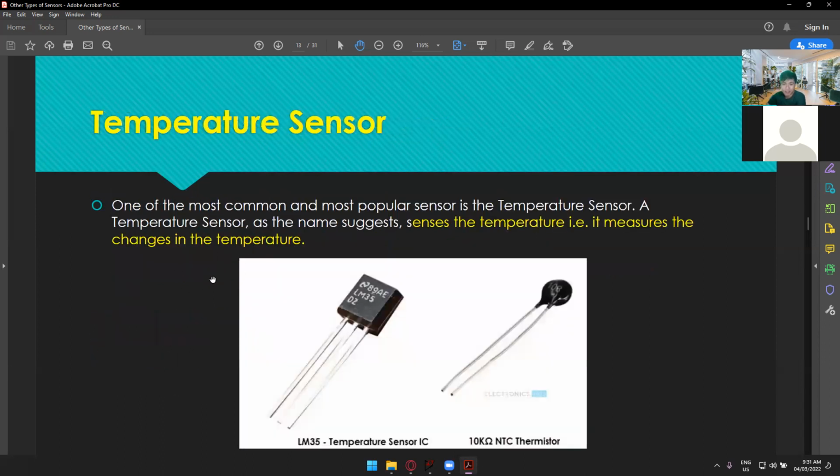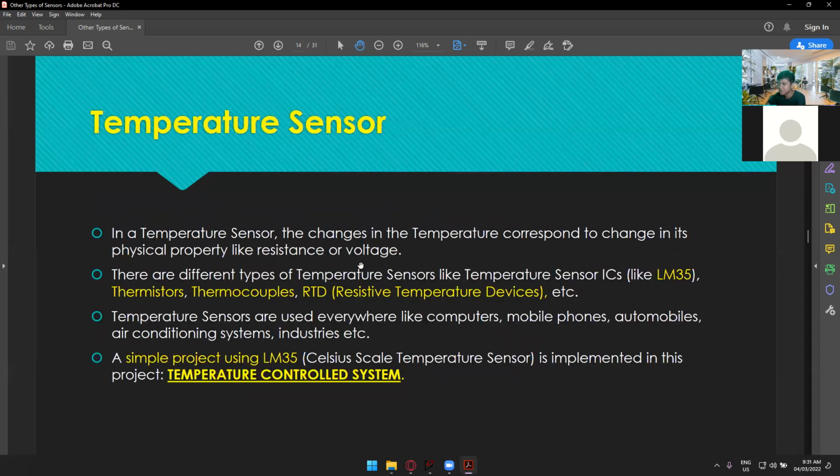So we have here the temperature sensor. Well, I will not explain this one anymore since it is very obvious. A temperature sensor senses the temperature. Period. That's it. And then more explanation regarding the temperature sensor, wherein it could use an IC, which is an LM35, thermistor, thermocouples, RTD, and so on and so forth.